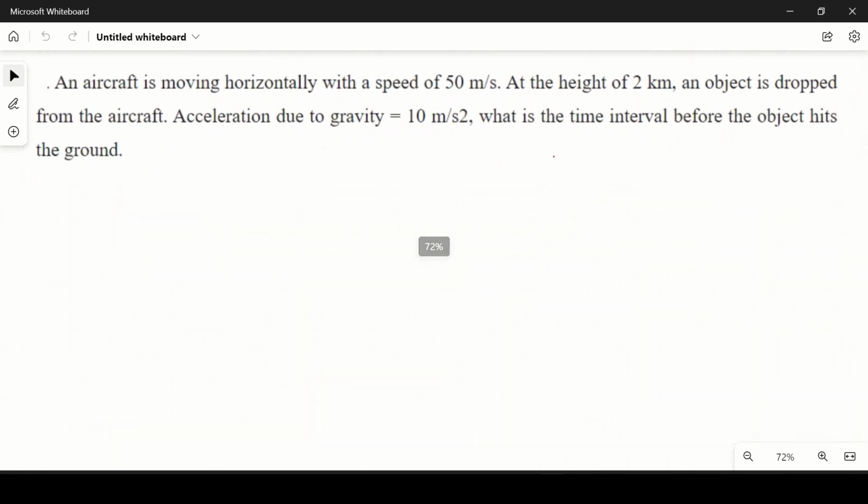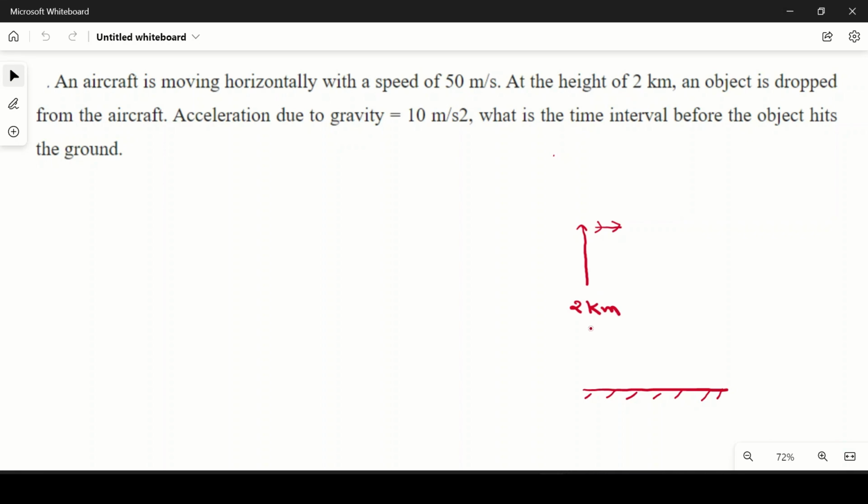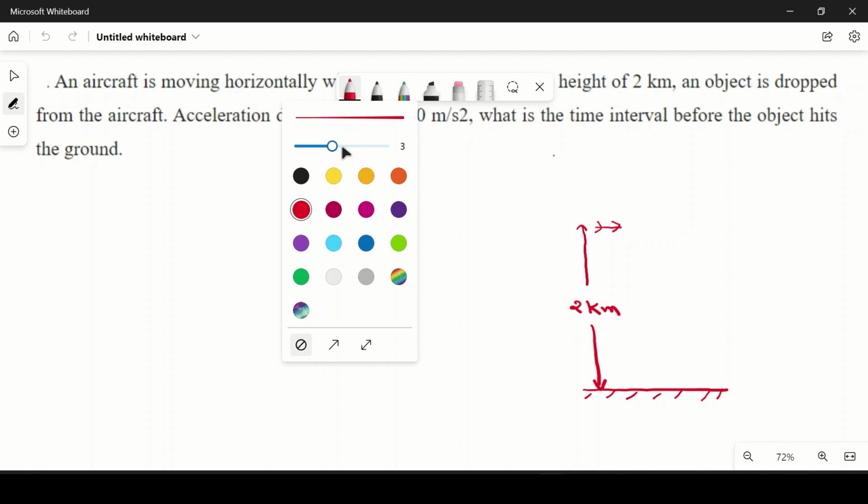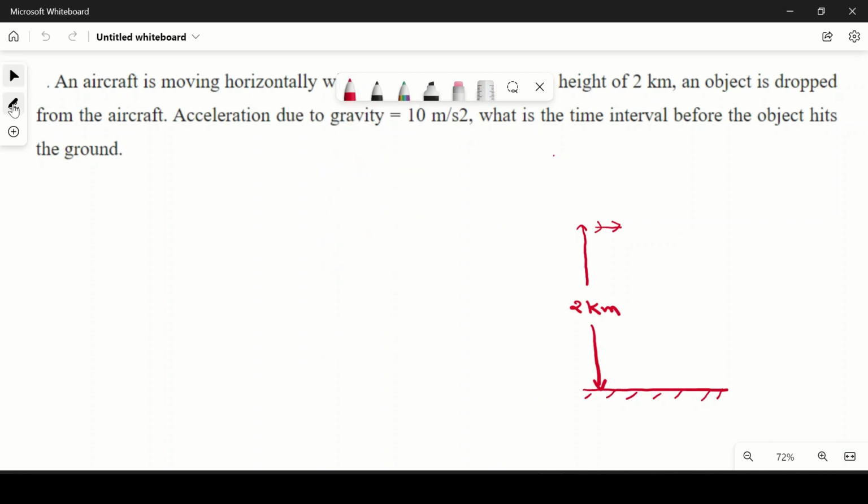Let's fit it in the frame. An aircraft is moving horizontally with a speed of 50 meter per second at a height of 2 kilometer. So this is the ground somewhere here. Suppose this is the aircraft, this height is 2 kilometer, and it is moving with a velocity of 50 meter per second in the horizontal direction.